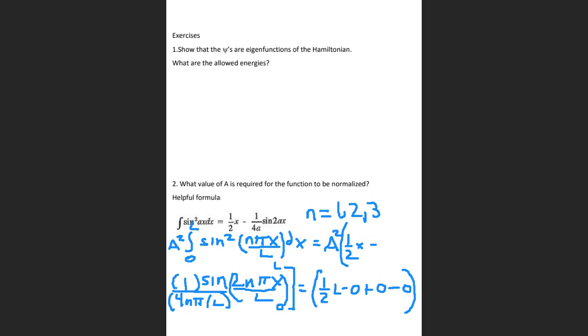So this whole expression simplifies to A squared times L over 2, in this case. Set it equal to 1. And you find this factor to multiply in front of the wave function.